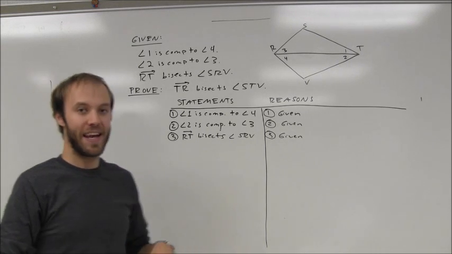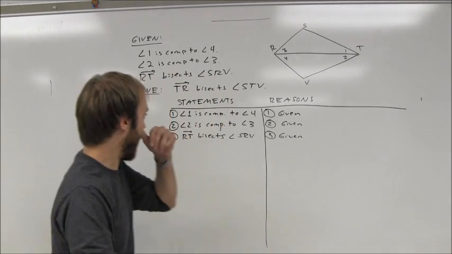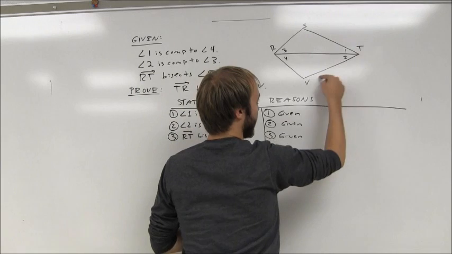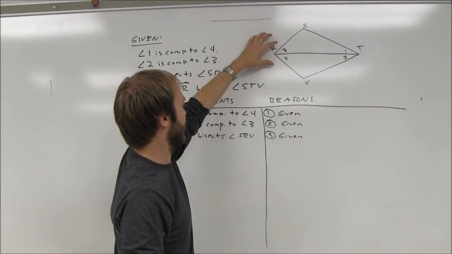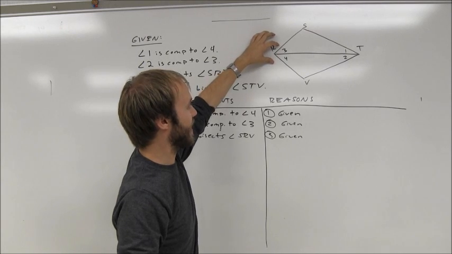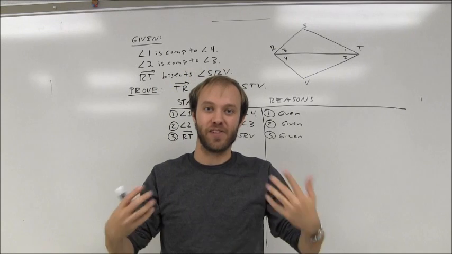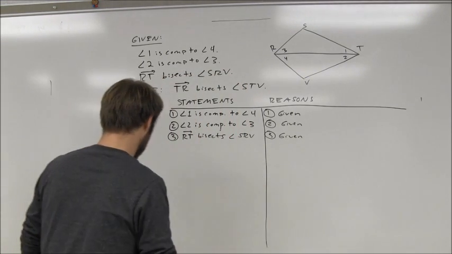So the other thing I want to look at anytime I do a two-column proof is, what do I need to prove? And you'll notice here that I'm trying to prove that angle STV, the angle on the other side, is being bisected. So just because RT is bisecting angle SRV doesn't necessarily mean that it bisects the angle on the other side unless we have certain components coming together. So that's what we're going to be trying to show in the proof here.